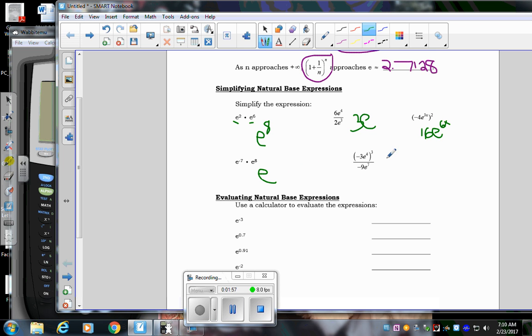Over here, I'm going to raise the outside exponent first, so negative 27, because negative 3 cubed is negative 27. E to the 12th over negative 9, e to the 7th. And now I can go ahead and divide my coefficients and subtract my exponents, which gives me 3e to the 5th.